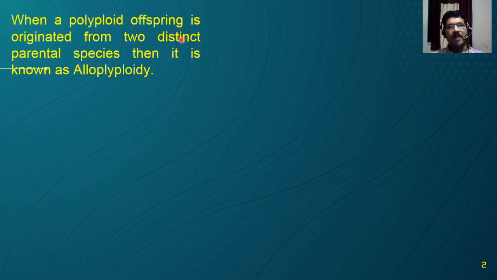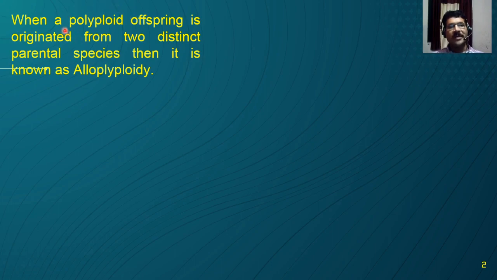So when a polyploid offspring originates from two distinct parental species, it is known as allopolyploidy. Before knowing the concept of allopolyploidy, we should first know polyploidy, which we already discussed in previous videos. Polyploids are organisms which contain more than two sets of chromosomes, or organisms which contain two or more genomes, and they are known as polyploids.